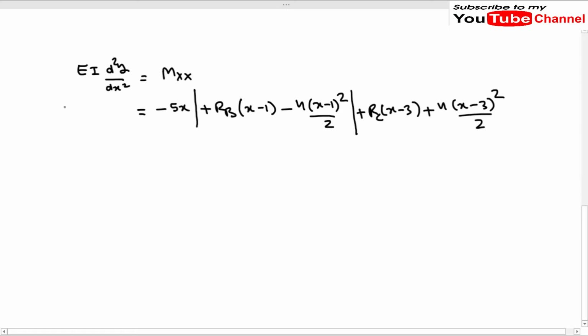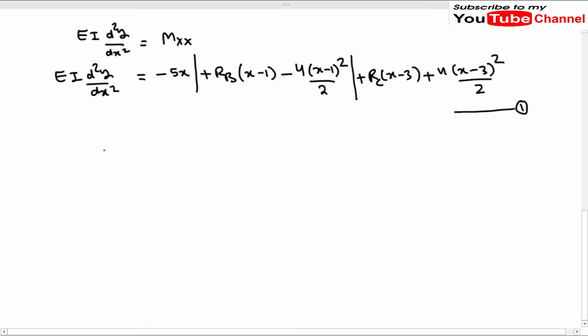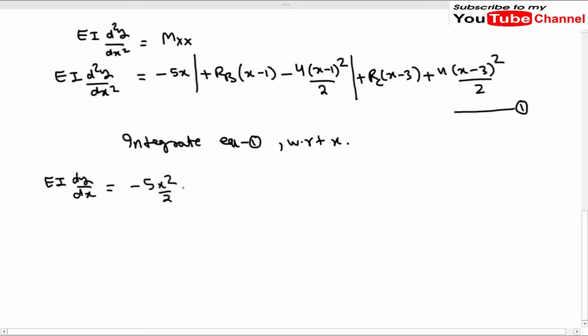And we have to write here EI d2y over dx square. So let me name this equation as equation number 1. So we have got the equation for EI d2y over dx square. Now we will integrate this equation with respect to x to get the equation for our slope, EI dy by dx. So it will be minus 5x square by 2 plus c1.